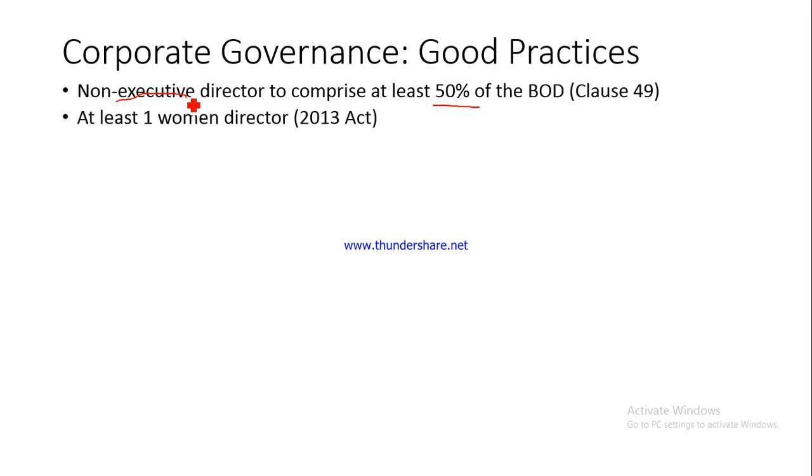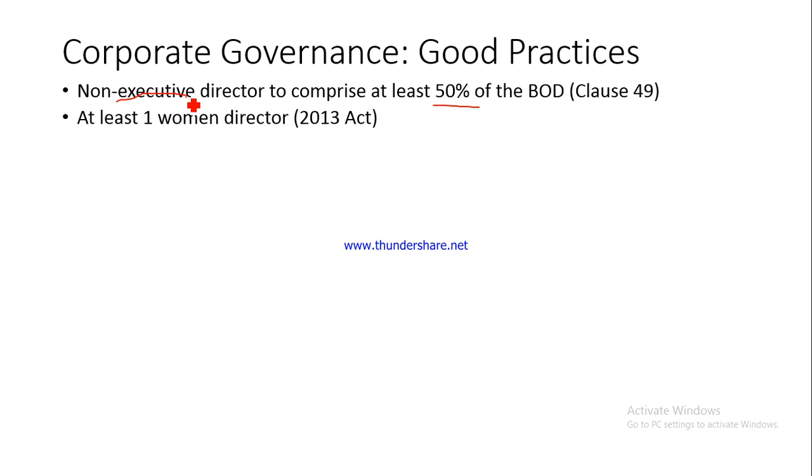The 2013 Act has made this provision that all companies should have at least one woman director. So one member in the board of directors should be a woman. There is a logic behind this also. Number one, a woman director would mean that there would be representation to women related issues, gender issues in the firm also.